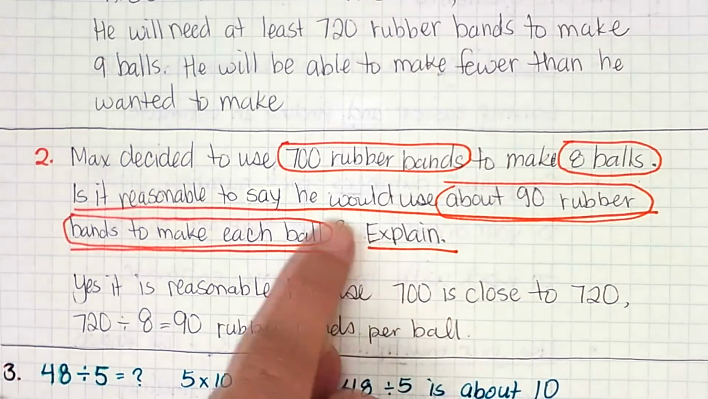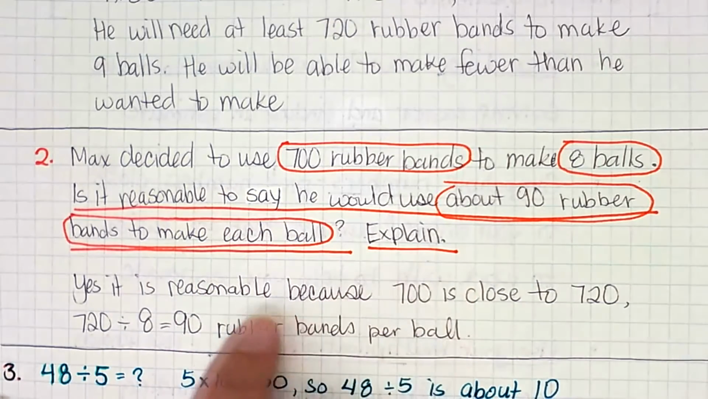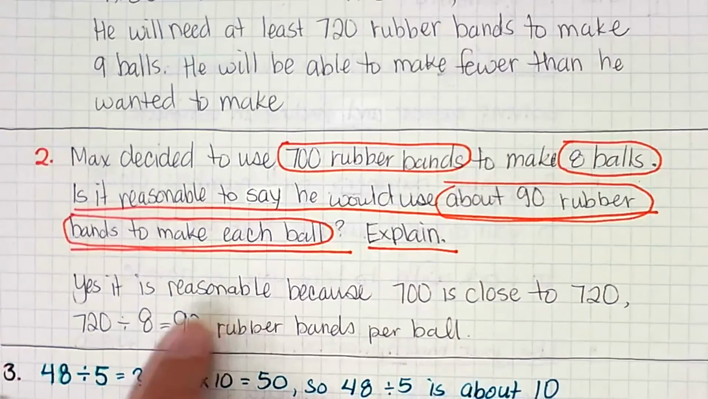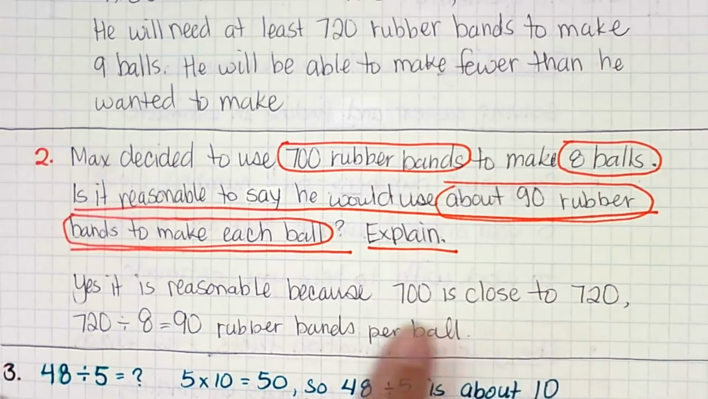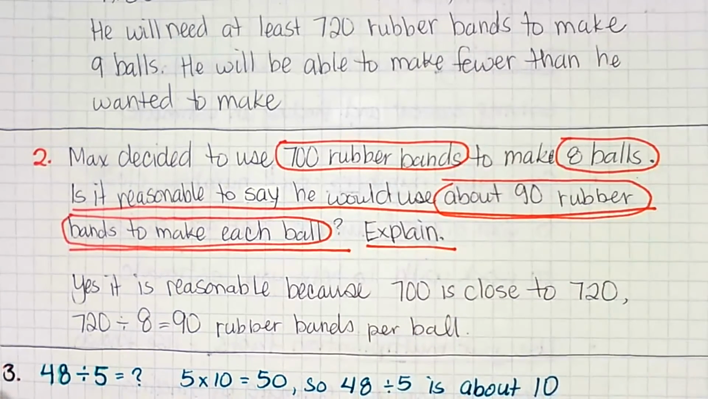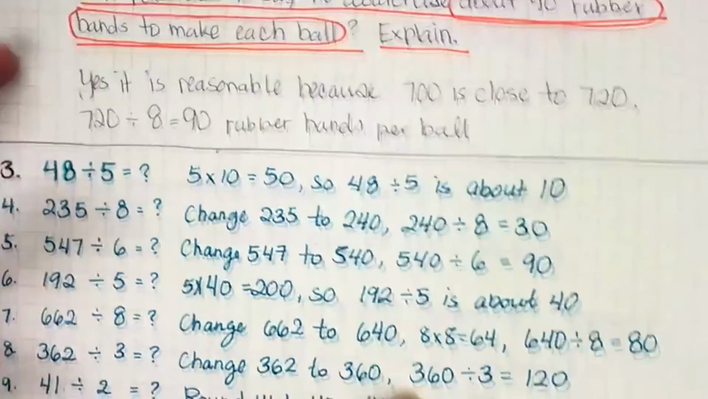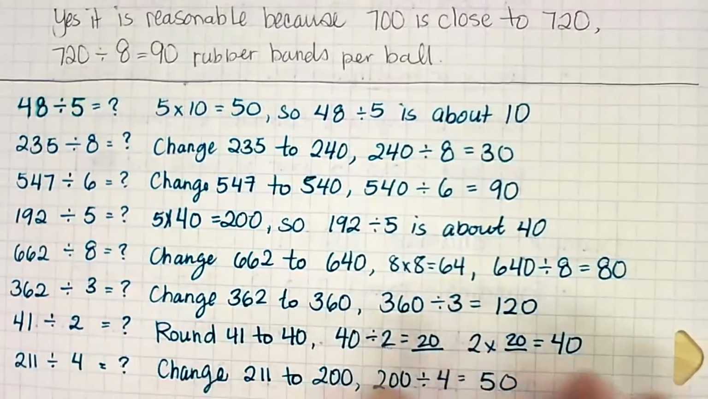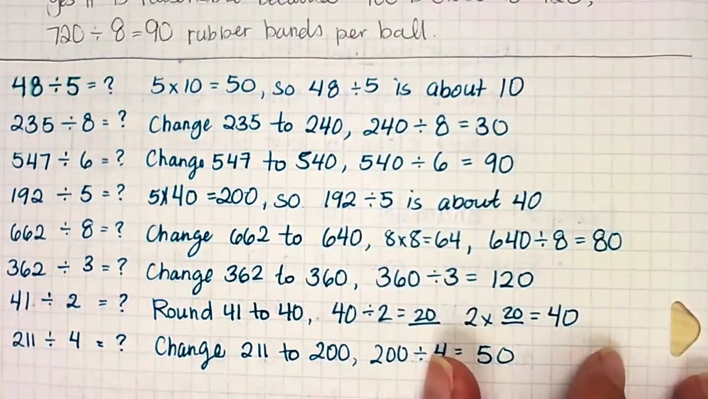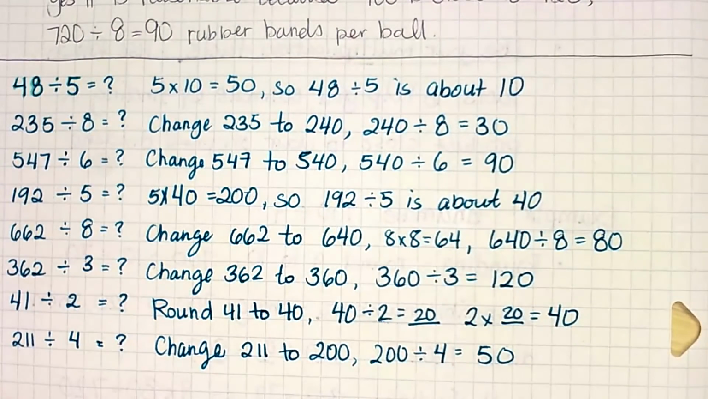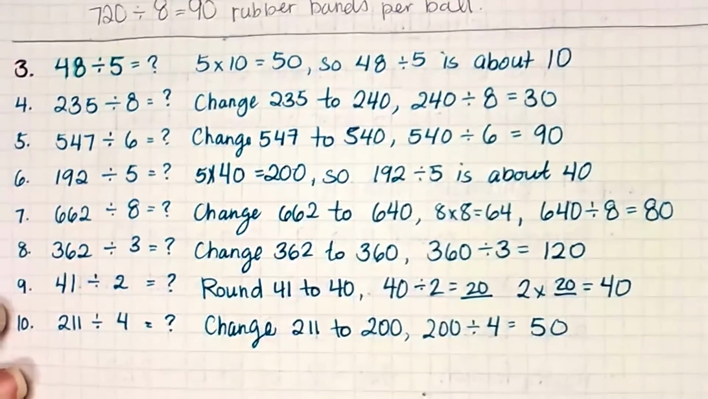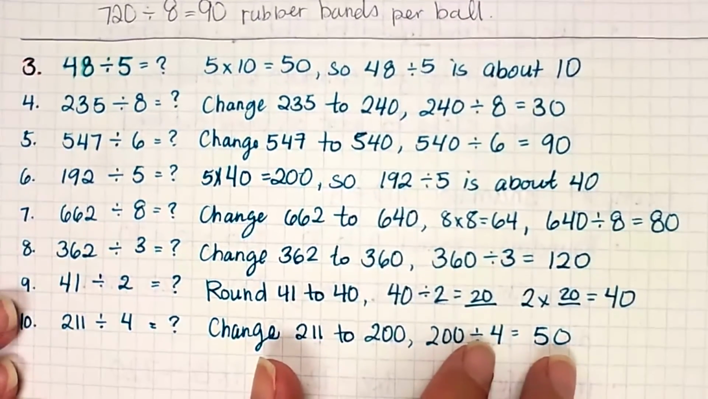So over here, they're asking, is it reasonable? Is this a reasonable estimate? Since 700 and 720 are close to each other, it is a reasonable estimate. Now for the next set of questions that you have, they're asking you to solve either using compatible numbers or using multiplication facts to help you solve each question.